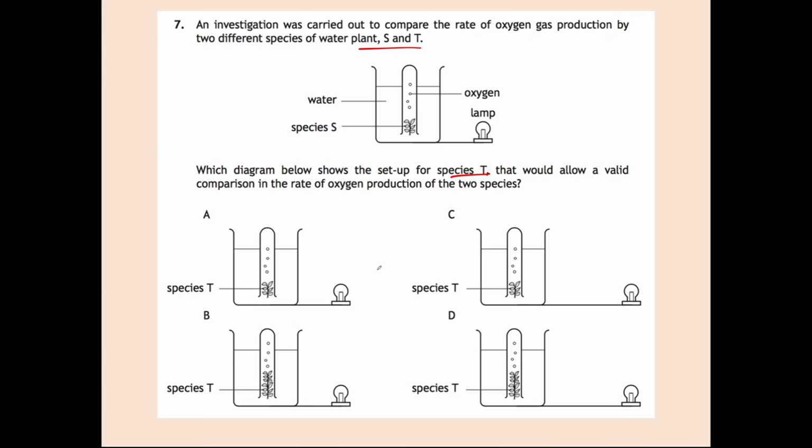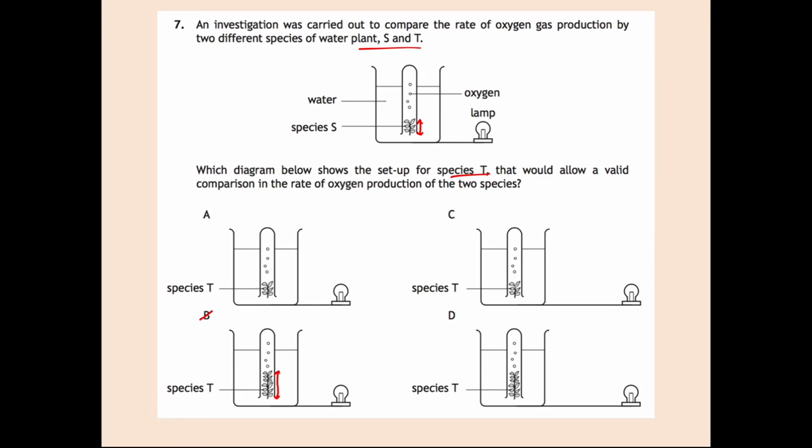So let's have a look at the various options here. Now, A, does that look very similar? To me, it does. A looks very similar to the one above, with the only real difference being that we've got species T in place of species S. We'll come back to A in a minute. Let's look at B. We've got species T again, but this time if we look at the length of that plant, that is much longer than the length of the original plant. So therefore, they've changed not just the species, but also the length of the plant there. So that would not be valid. We can get rid of B as an option.